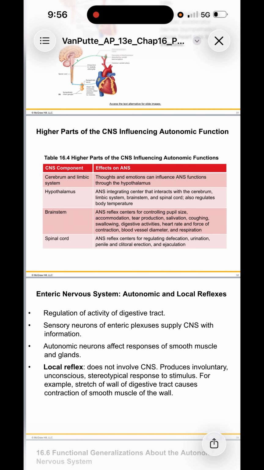Also regulates body temperature. CNS component: brainstem. Effects on ANS: reflex centers for controlling pupil size, accommodation, tear production, salivation, coughing, swallowing, digestive activities, heart rate and force of contraction, blood vessel diameter, and respiration. CNS component: spinal cord. Effects on ANS: reflex centers for regulating defecation, urination, penile and clitoral erection, and ejaculation.